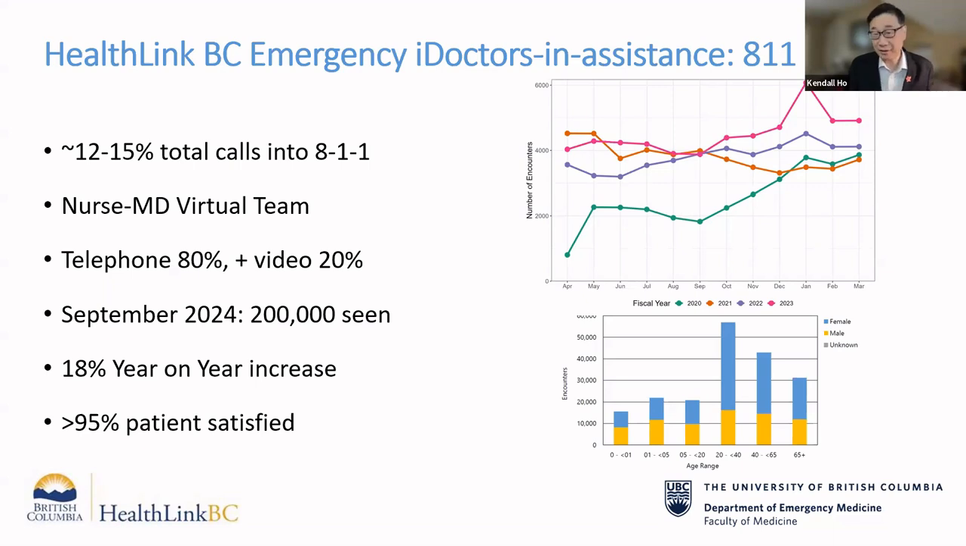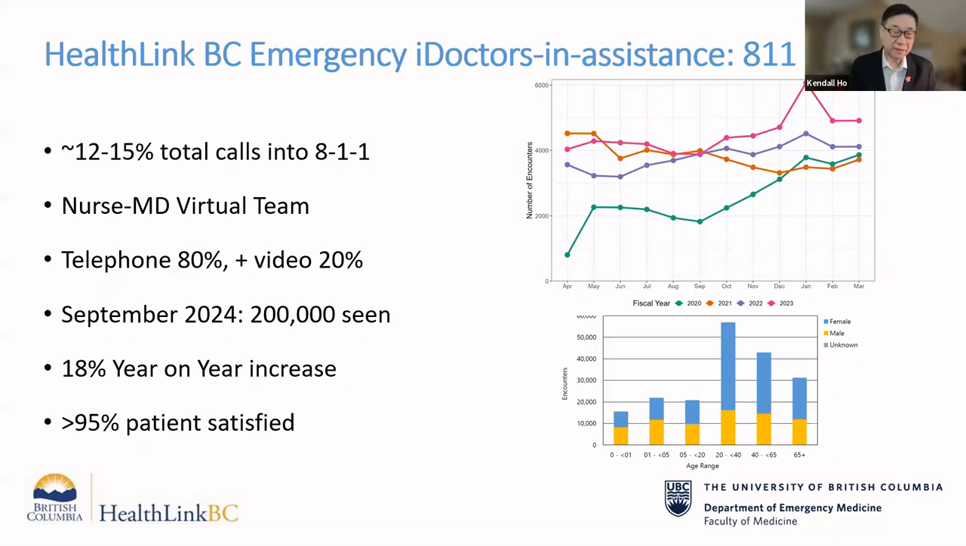And we hit a milestone in September 2024. We've seen 200,000 cases. So we hit that milestone on that particular day. And we have an 18% year-on-year increase of our population. You can see in the top left graph, the green curve was 2020, and the top pink curve is last year, 2024. You can also see the breakdown of the gender.